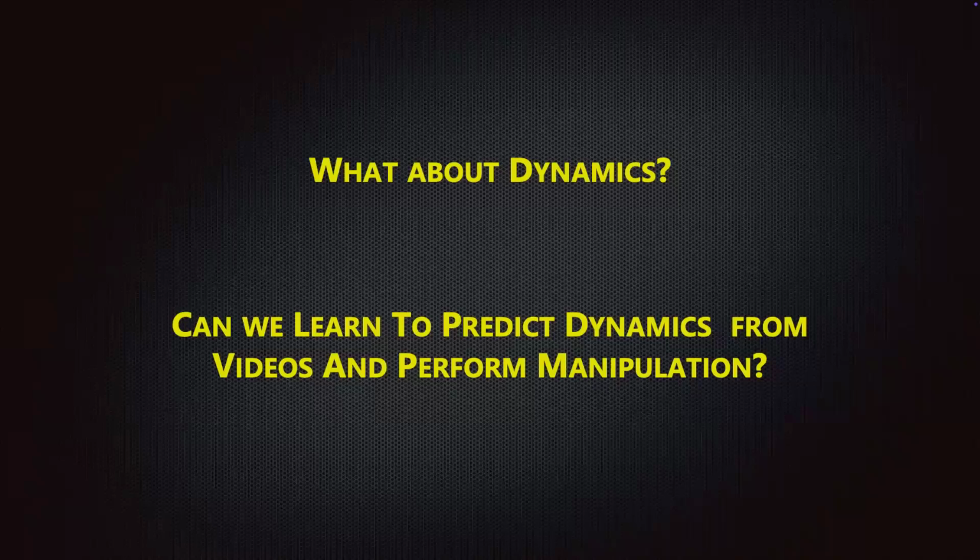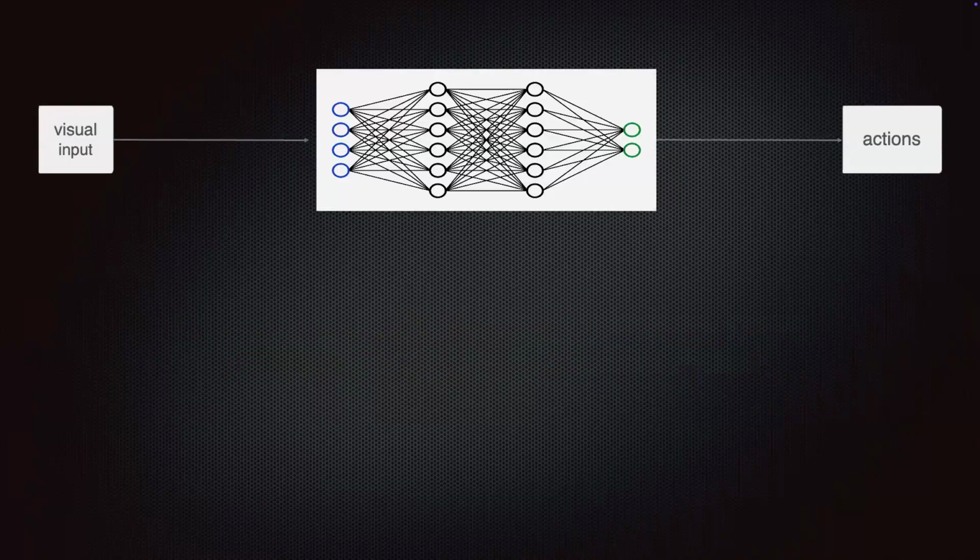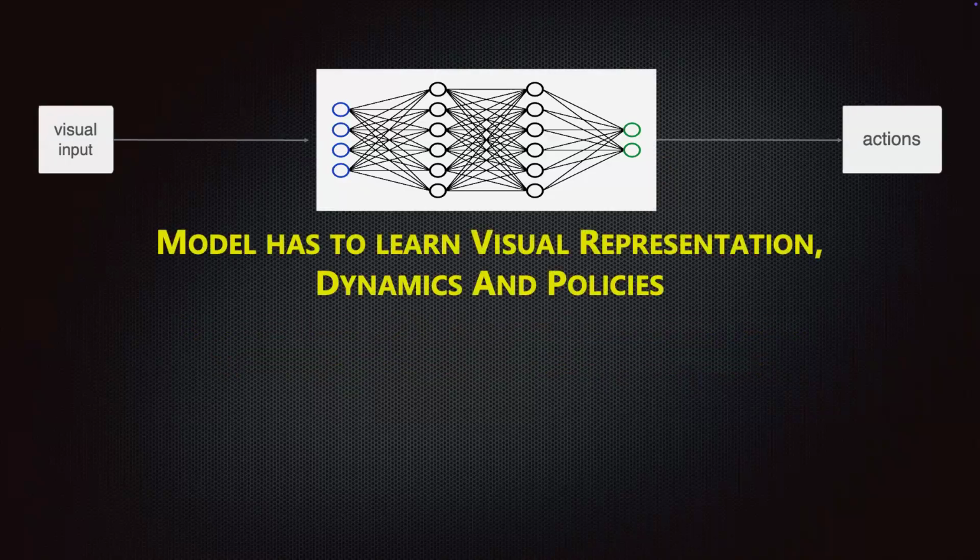Okay, so this is the first part where we try to pre-train representations using large-scale data, the images and the videos on the web. But can we do better? Can we actually learn dynamics also from these videos, which will make the task of learning robot actions even simpler? So again, taking a step back, we want to learn policies that, given pixels, learn representation, dynamics, and policies.